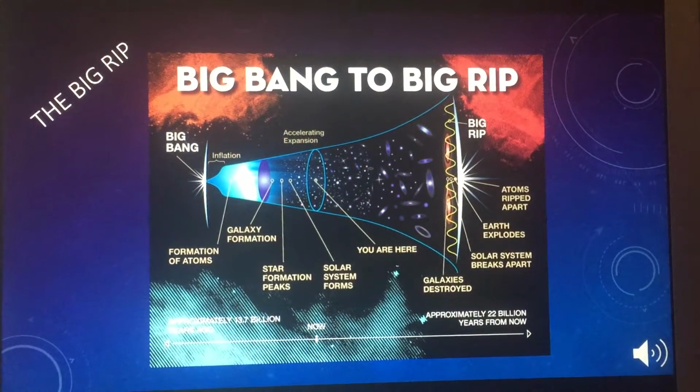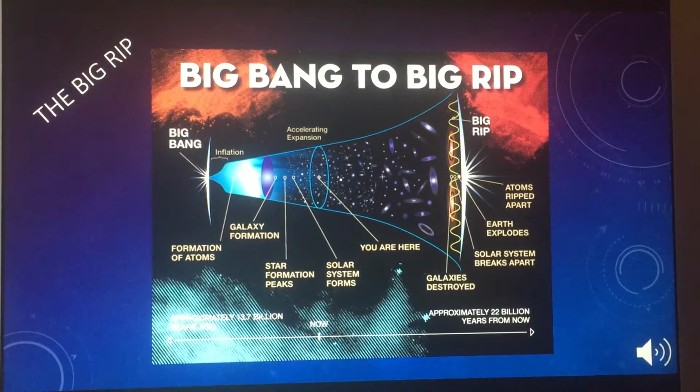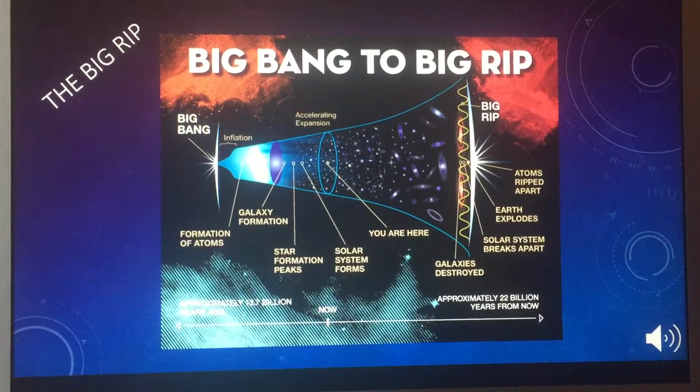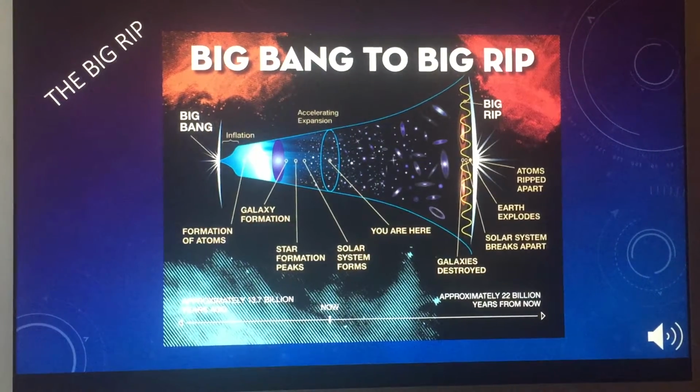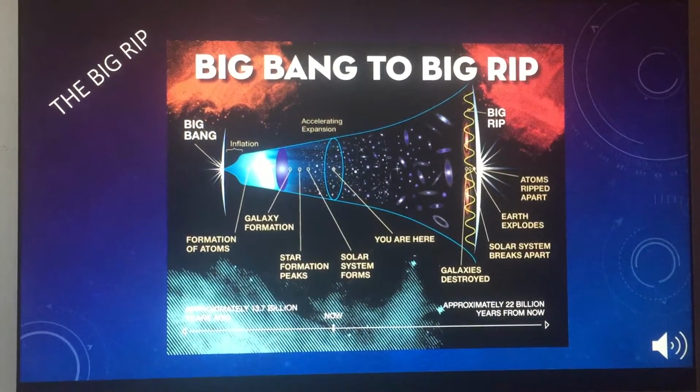The Big Rip is kind of like the Big Freeze in that it assumes the universe will keep expanding. The difference is that it assumes the universe's expansion will increase rapidly, resulting in everything being physically torn apart, right down to atoms being torn apart.